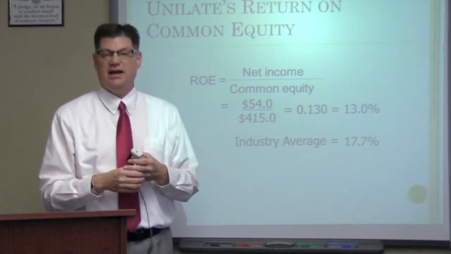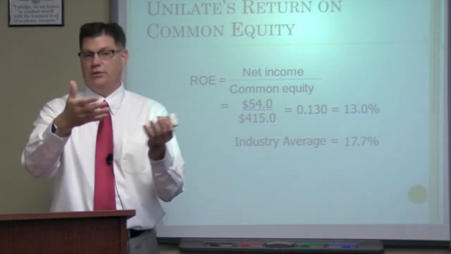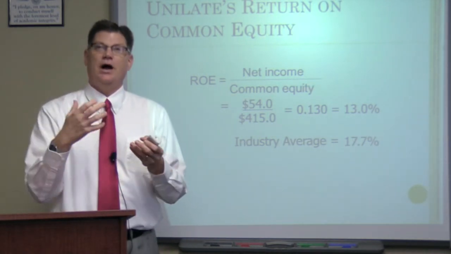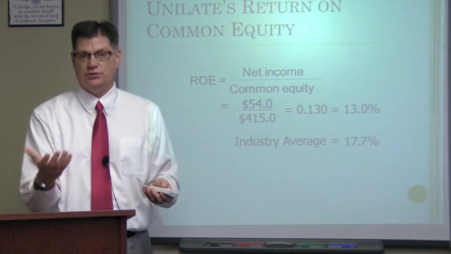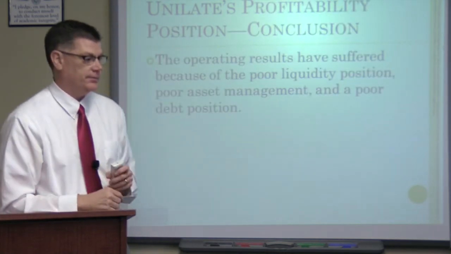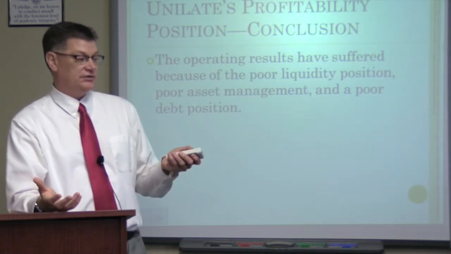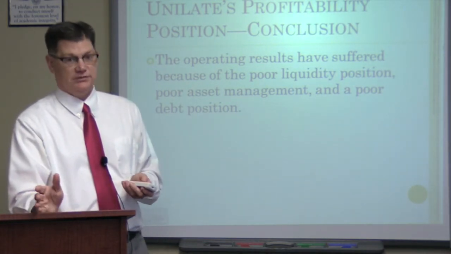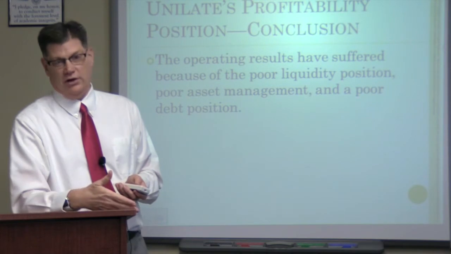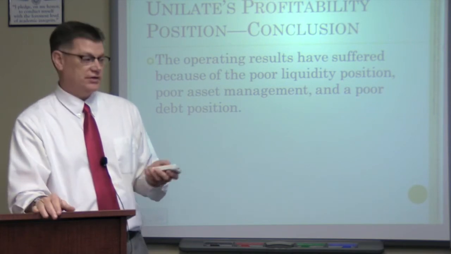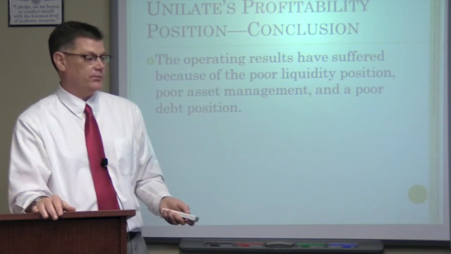They're not at the industry average. This is below, this is above. You want to be able to say with some conviction what you think is going on with the organization. Okay, so what we're showing from this is Unilate's got some problems. Almost everything is below the industry, so they've got a lot of things that they need to look at.